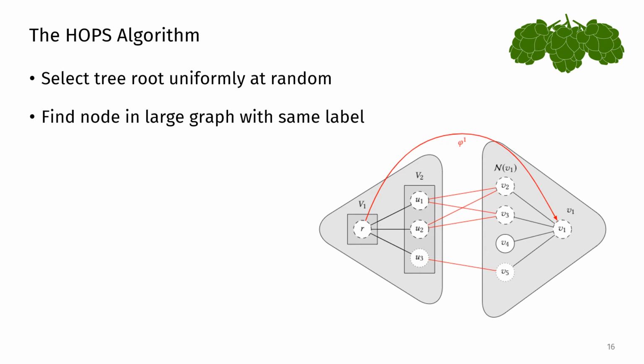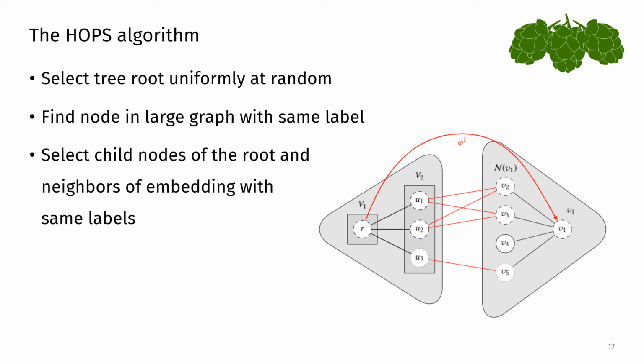So how does the HOPS embedding algorithm work? First, you select a tree root in your pattern uniformly at random, and then find a node in your large graph with the same label, also uniformly at random, and fix those two. And then you select the child nodes of your root and try to embed them in the neighbors of the selected node in G. And you count how many times this is possible.